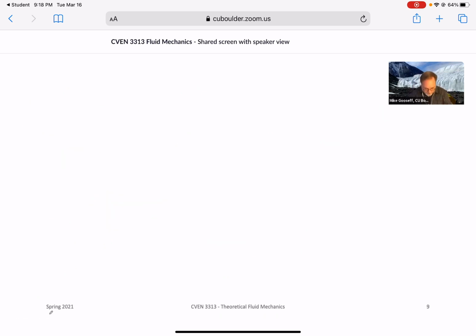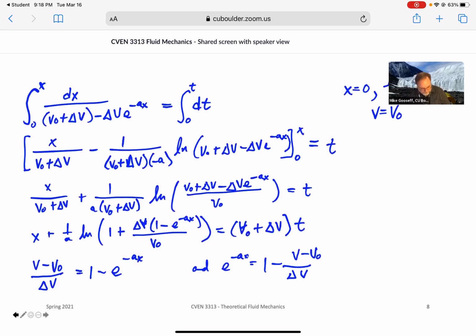Okay, so now we end up with x being equal to minus 1 over a times the natural log of 1 minus v naught over delta v. And then we're going to substitute in these expressions for e to the minus ax and x into equation 1, which was essentially this one right here. So this is equation 1. All right, so now let's put this and x into that equation.